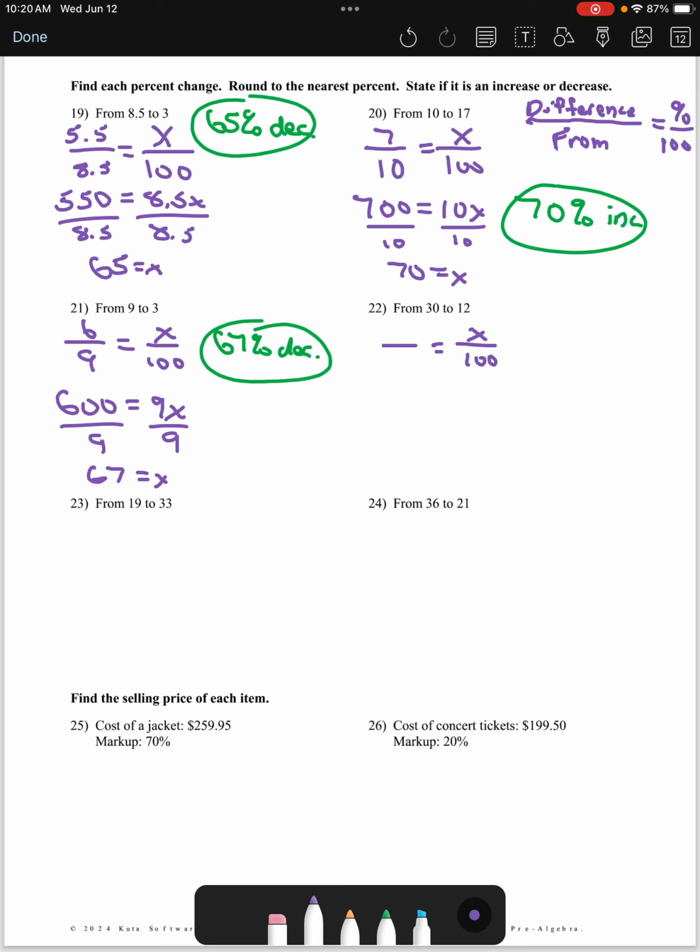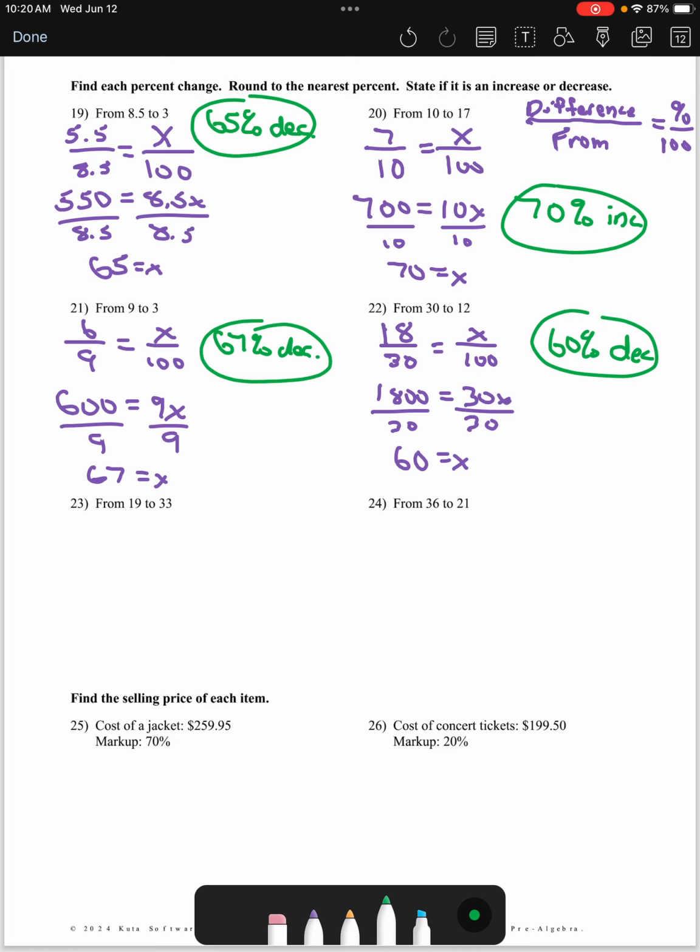In number 22, we're going from 30 to 12. So those two numbers have a difference of 18. 30 minus 12 is 18. Our from number is 30. Cross multiply. 18 times 100 is 1,800. 30 times x is 30x. Dividing both sides by 30, 1800 divided by 30 gets us a nice whole number of 60. So our answer here is that we have ourselves a 60% decrease.